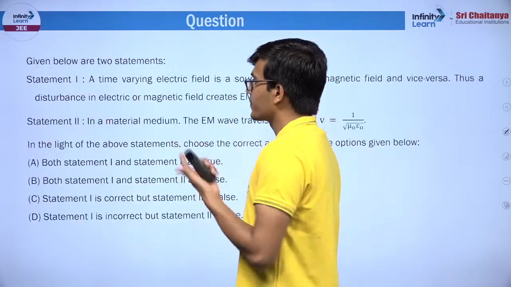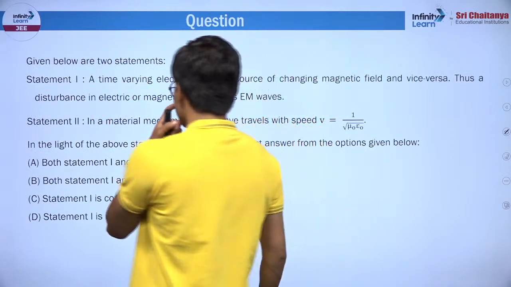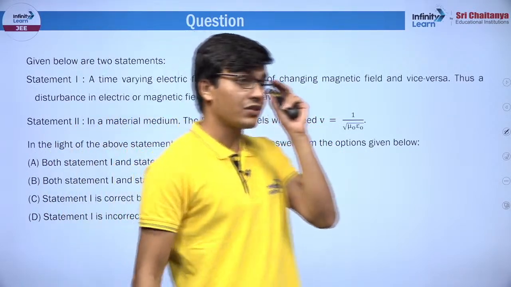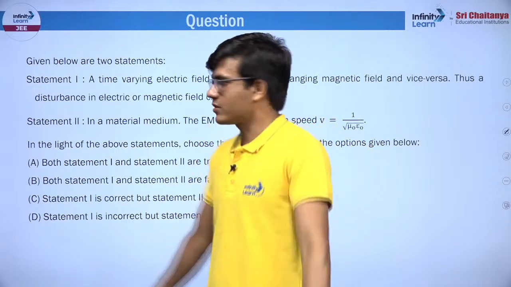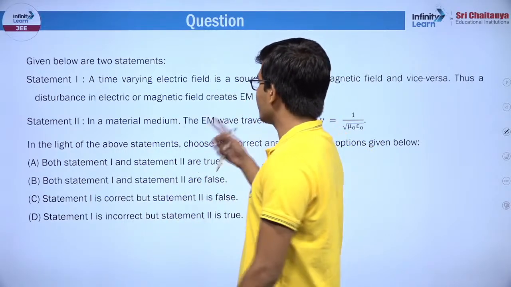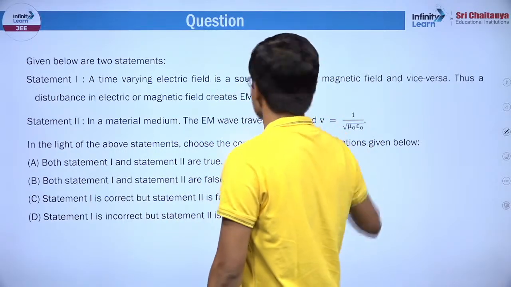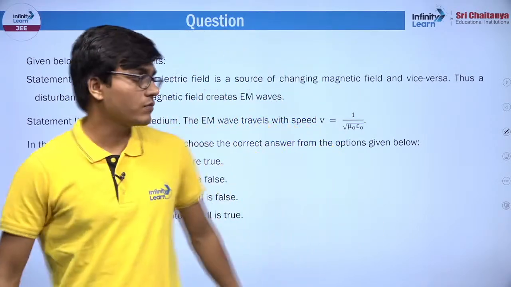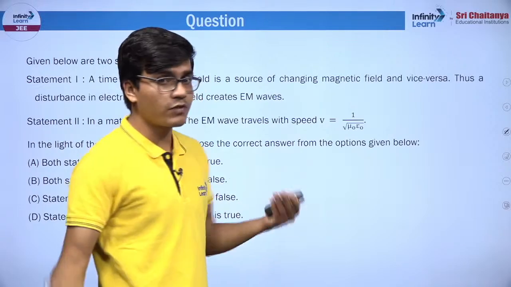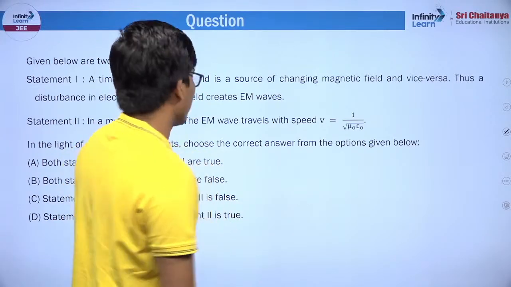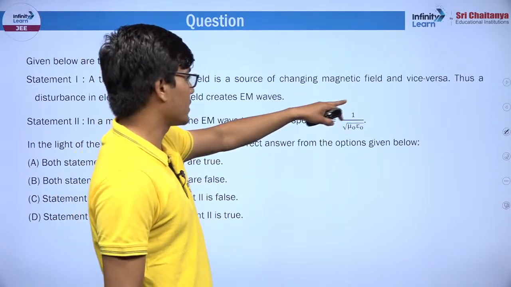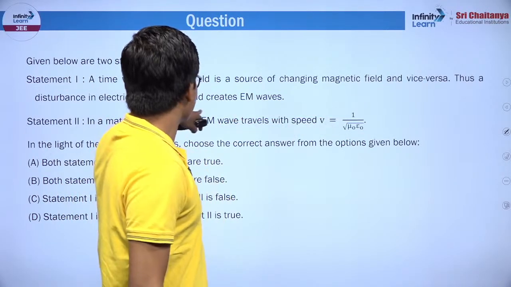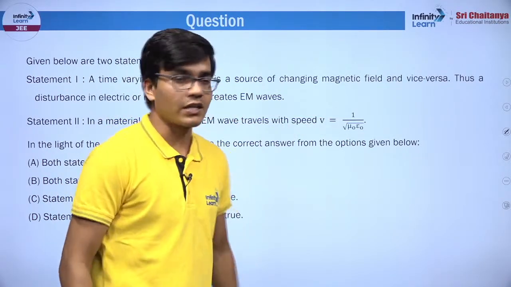Moving ahead, so there are 2 statements, we need to find which one is right or which one is wrong or both are correct or wrong. So first one is a time varying electric field is a source of changing magnetic field and vice versa. This is a nice question, like nice concept which we read in electromagnetic waves and also in electromagnetic induction. Thus a disturbance in electric or magnetic field creates electromagnetic waves.